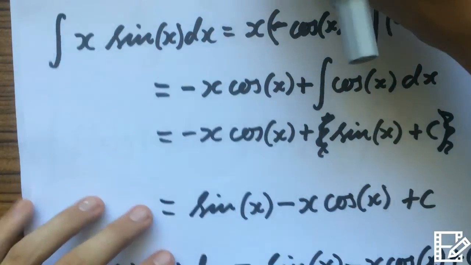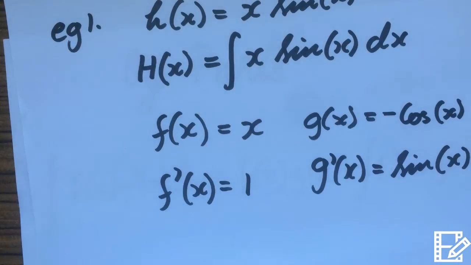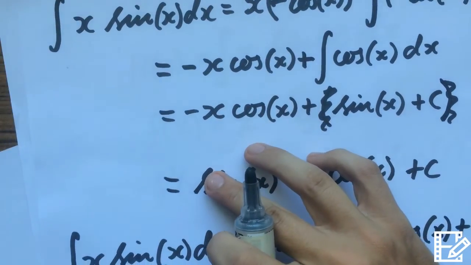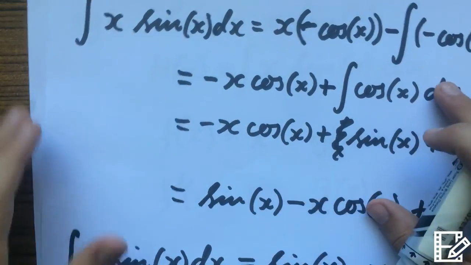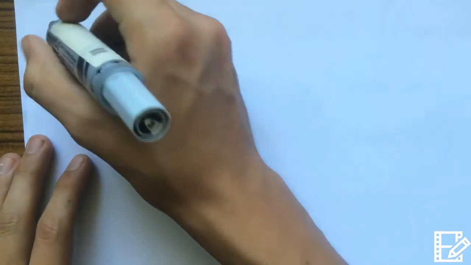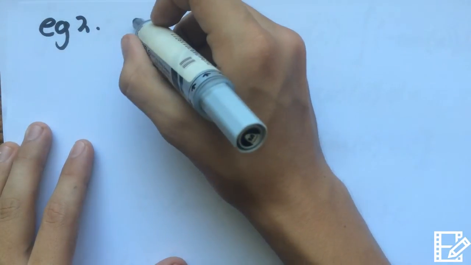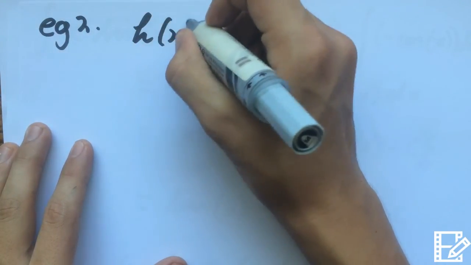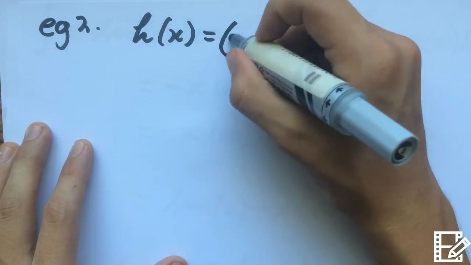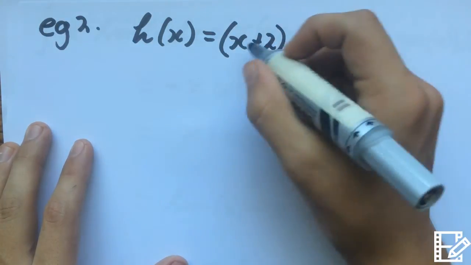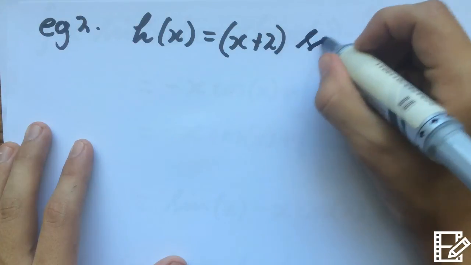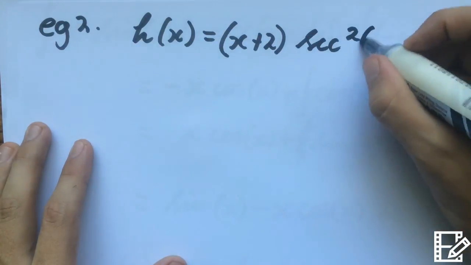Okay, I'm going to do another example now. Hopefully it'll help sink in a bit more. Okay, example 2. Let's say we have h(x) equals x plus 2 multiplied by sec squared x.